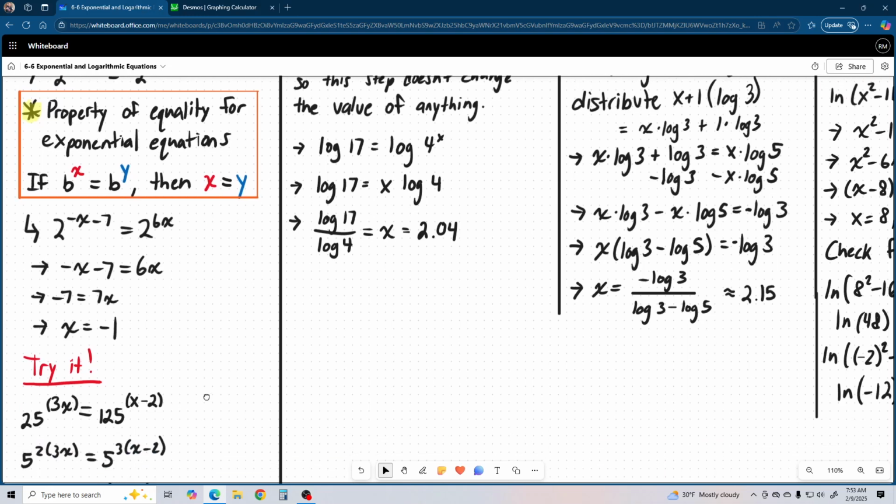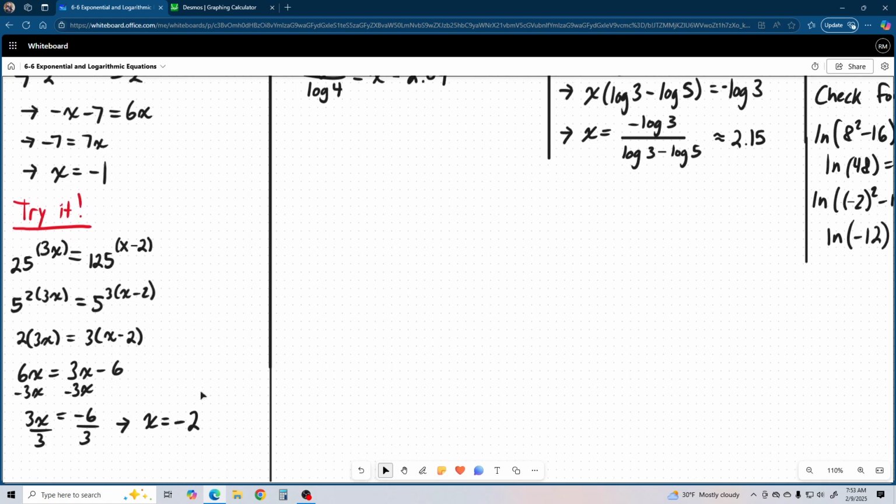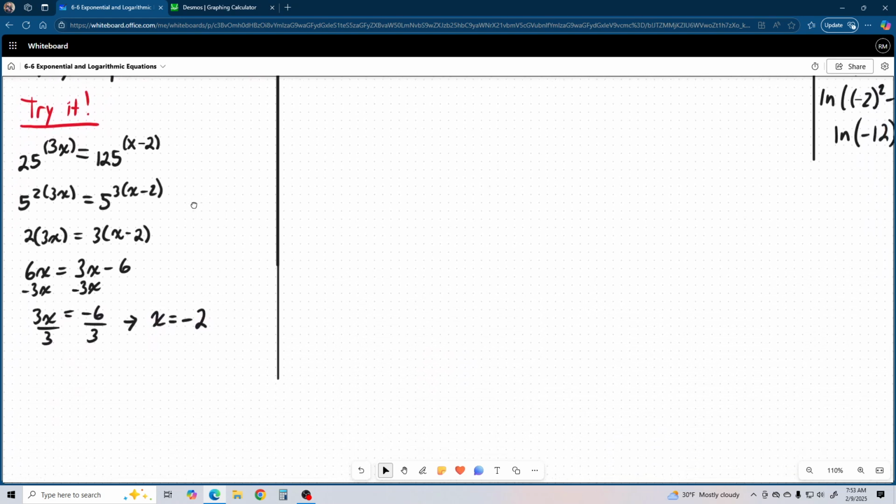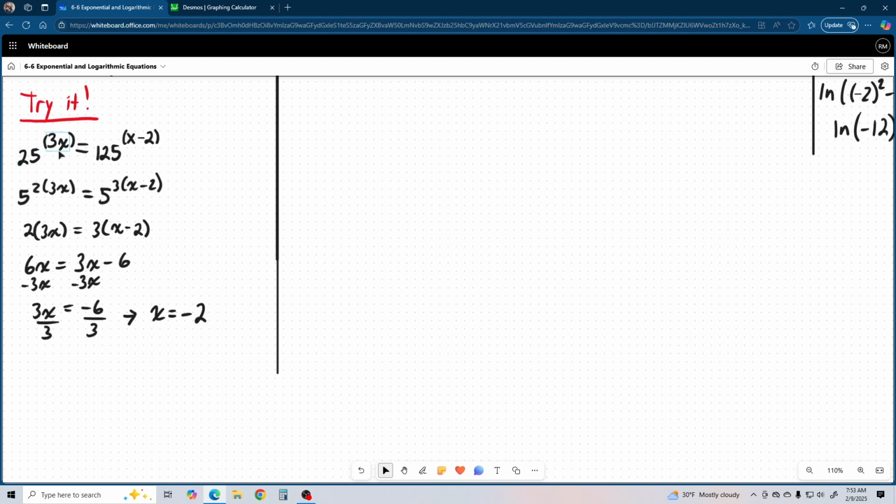All right, so if you want to skip ahead a little bit, if you got x equals negative 2, you're good to go. If not, let's talk about how we can do this together. So we have 25 to the 3x equals 125 to the x minus 2. Now, hopefully you recognize that 25 is 5 squared, and 125 is 5 cubed.